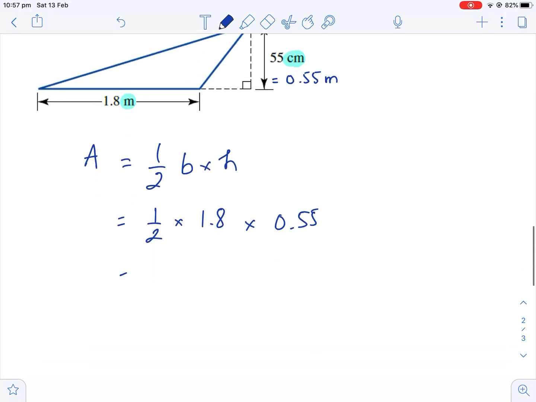All right, and now get your calculator out to calculate it. So it's going to be 0.495, and because you changed this one to meters, your unit of this area is meters squared. All right, all done.